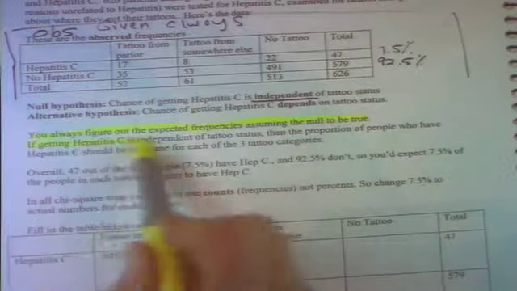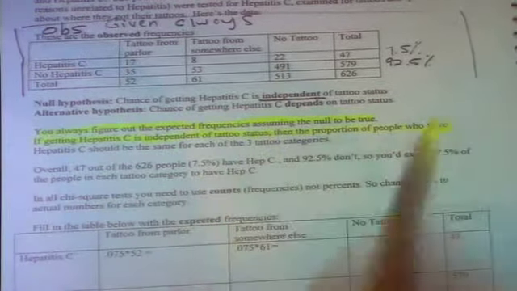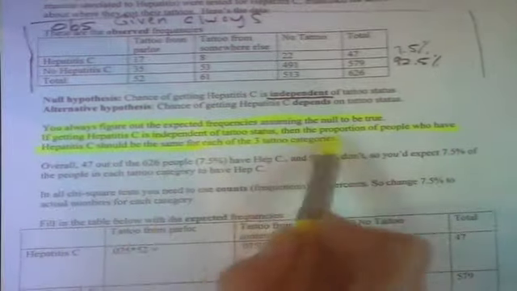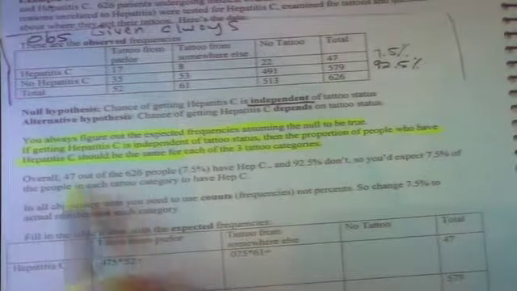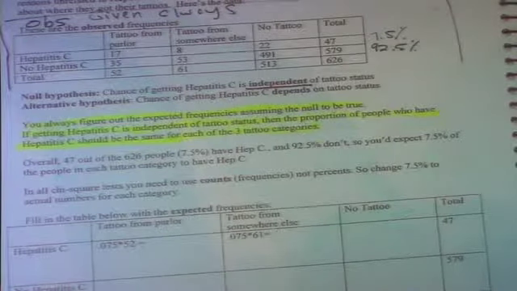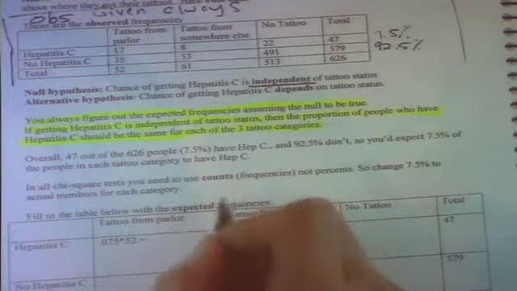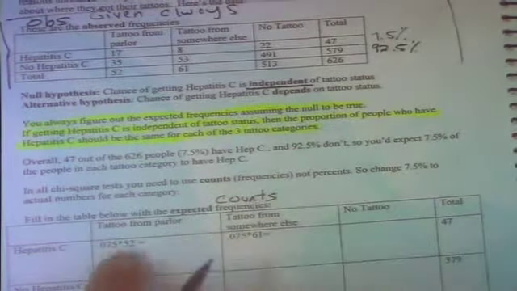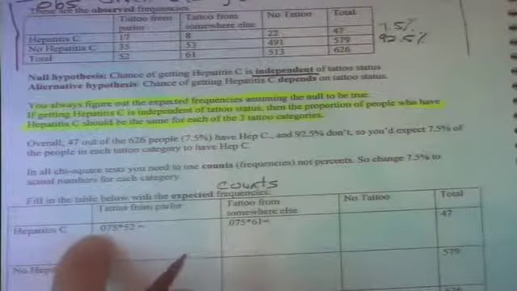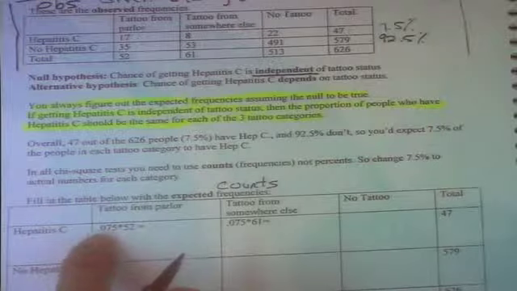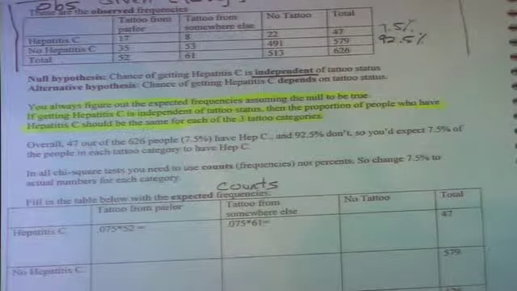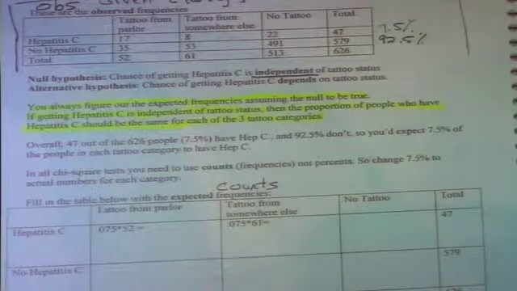If getting hepatitis C has nothing to do with tattoo status, then the proportion of people who have hepatitis C should be the same. 7.5%, 7.5%, 7.5%, because 7.5% of the people total have it. Okay? So, that's what we expect. Now, that would be easy, except chi-square tests always depend on counts. The expected are counts, not proportions. So we have to change the 7.5%, 0.075 is the same as 7.5%. We have to change those to counts. So that makes it a little bit complicated, all right?